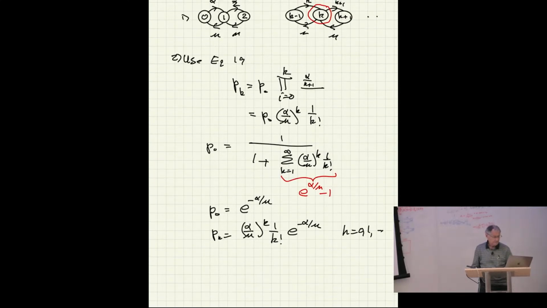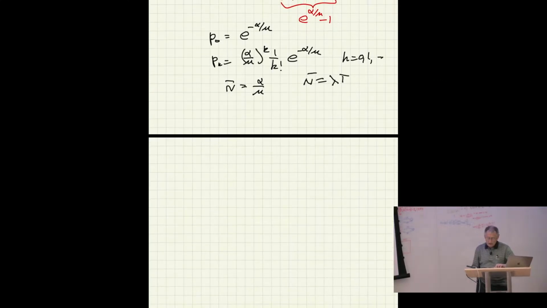Okay? So what is the average number in the system in this case? Because you know Poisson, it's basically simply alpha over mu. Let's use Little's result now. N bar equals lambda T. But now we've got to be a little careful. What is lambda? Lambda is changing. Okay? So we've got to figure it out. Okay? Here's what I found.